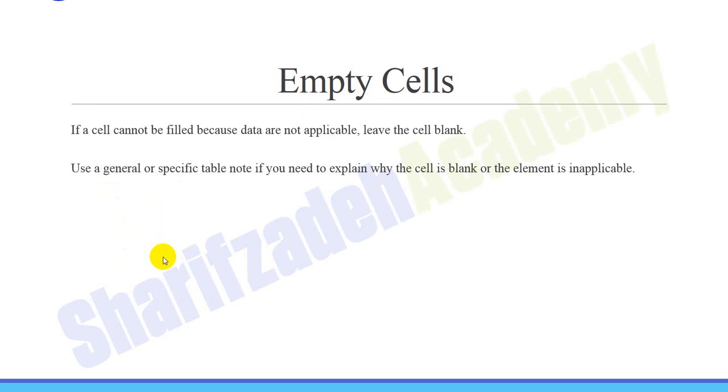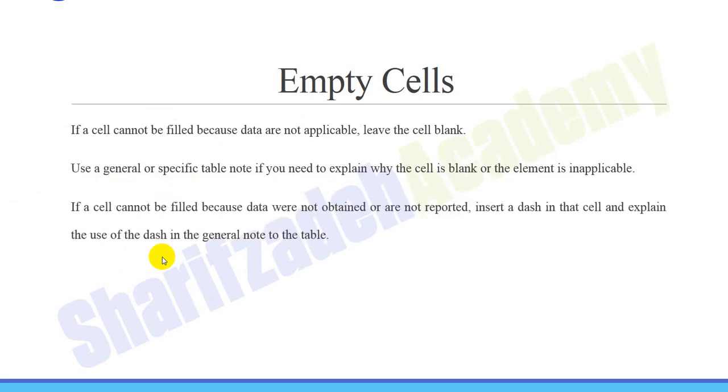And in some cases, if a cell cannot be filled because data are missing, or the data are not obtained or not reported, for example, the person who collected data does not know what the exact number of that cell is, or we couldn't collect the intended data with respect to that specific cell, in such cases we have to insert a dash in that cell. Okay, if the data is missing for any reason, we have to put a dash instead of the data because we don't have the data.